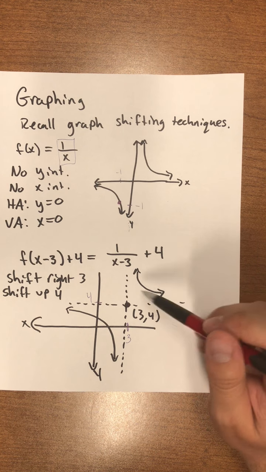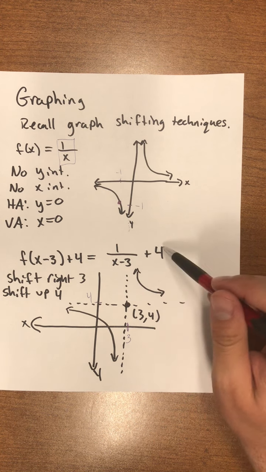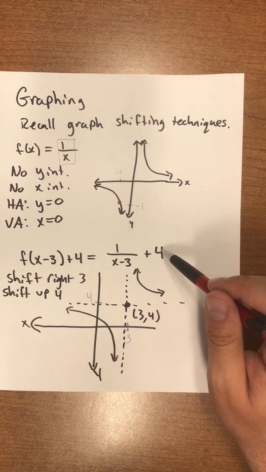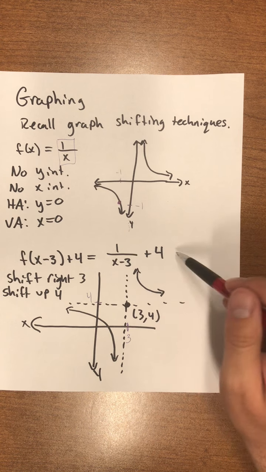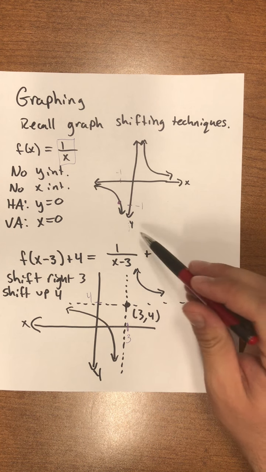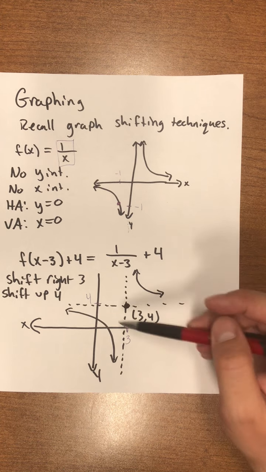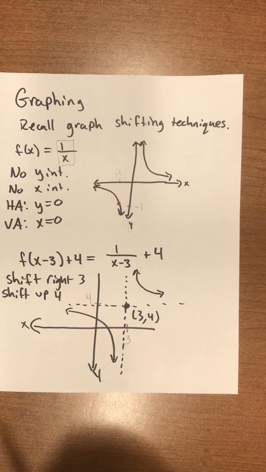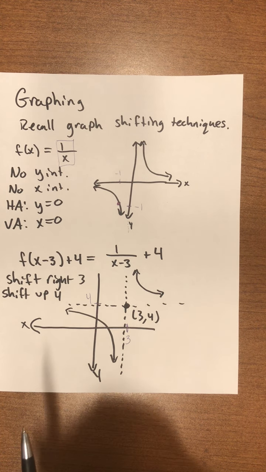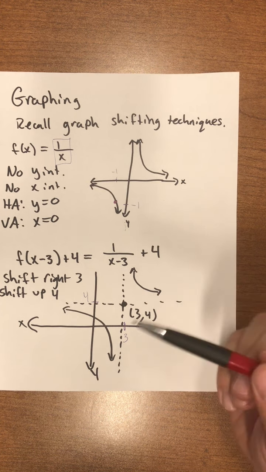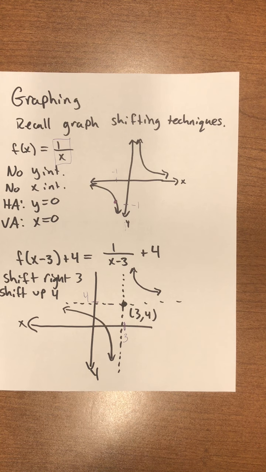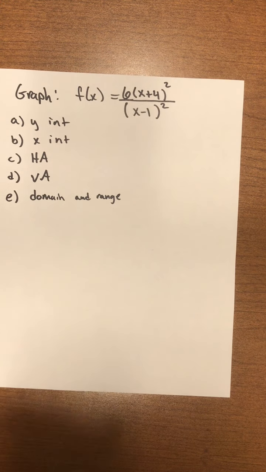And you would get the HA, you'd have to follow the rule that I presented to you earlier: get a common denominator and write it as a single rational expression. Since this is shifted, what we're doing on this page is just using graph shifting techniques to graph 1 over x minus 3, and then plus 4. But we probably need to be able to graph one from scratch. So let's take a look at this function.